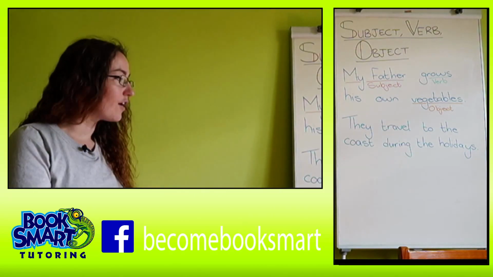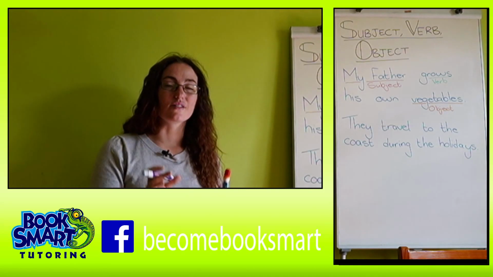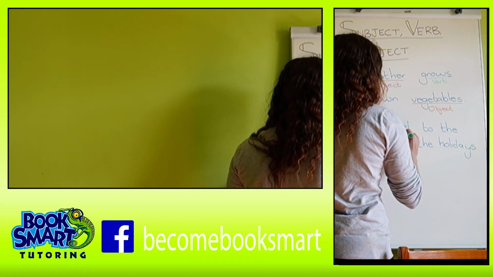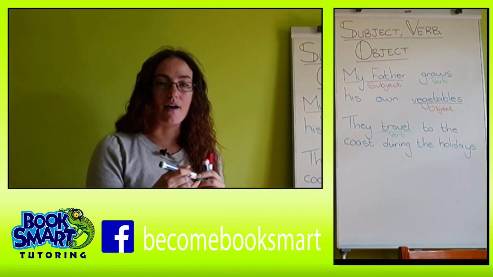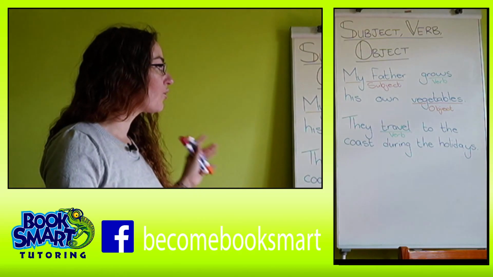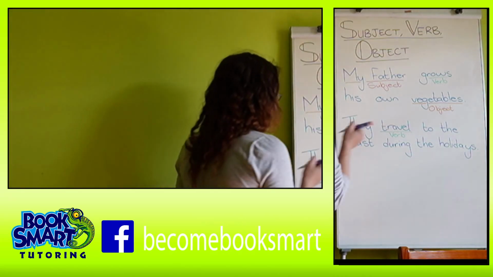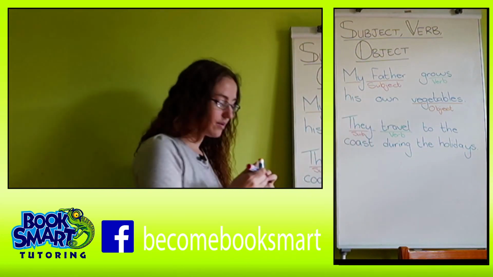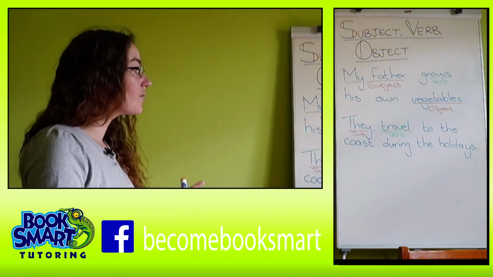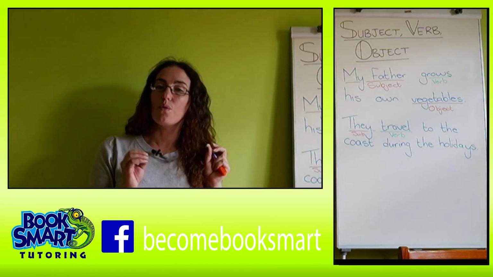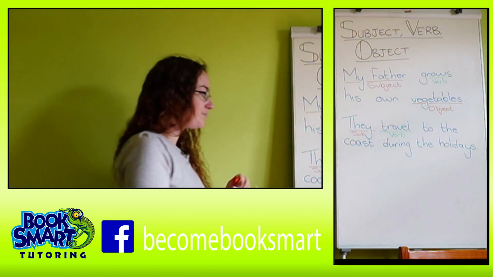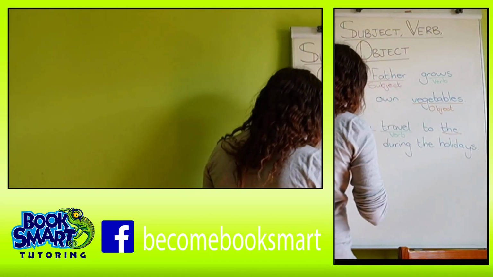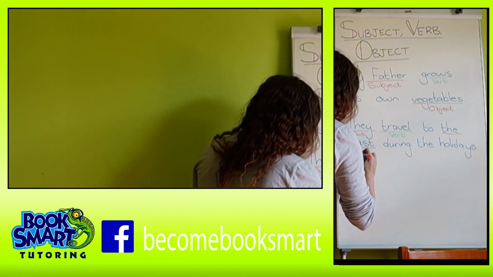First thing we look for is our verb. Who or what action is being done? The action is travel. So here I have my verb. Okay, now I need to look for my subject. Who or what is doing the action? Okay, that is they. That is my subject. Those are the ones, the person or the thing that is doing the action. Now, who or what is having the action done to them? Who or what is being traveled to? It is the coast. Okay, that is my object.